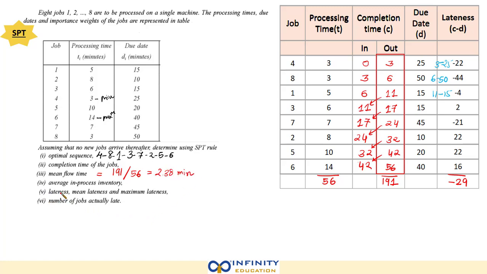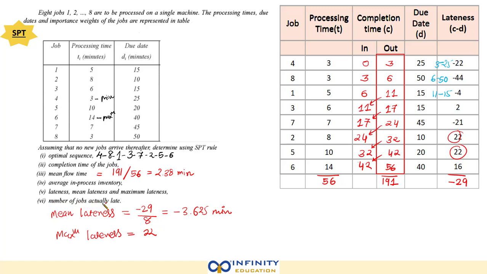Next, we will see lateness. The lateness for all the jobs we have calculated over here. Now mean lateness. Mean lateness is equal to the sum of lateness divided by the number of jobs, which is 8. So the answer will be minus 3.625 minutes. Then we will find maximum lateness. The maximum lateness is equal to the maximum number over here, which is 22. So the answer will be 22.